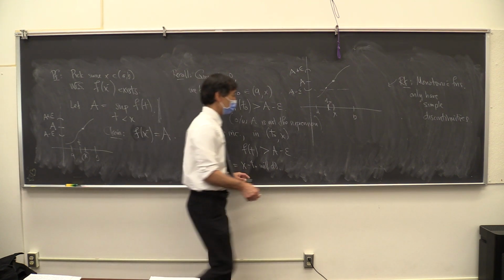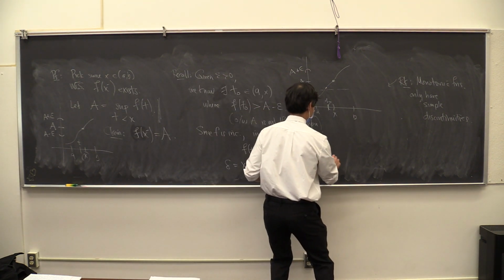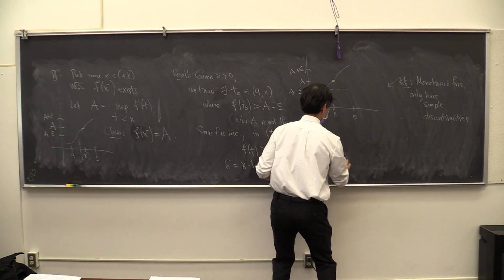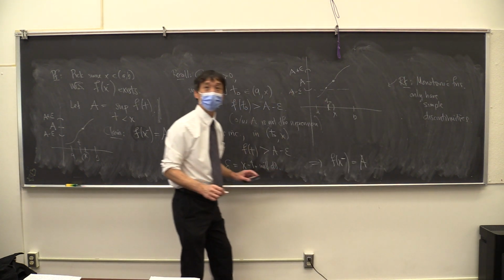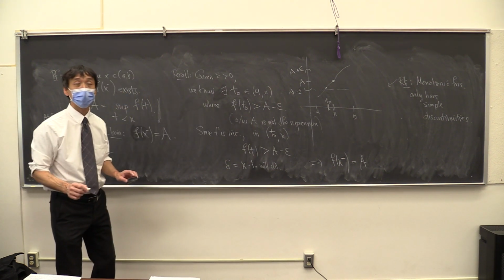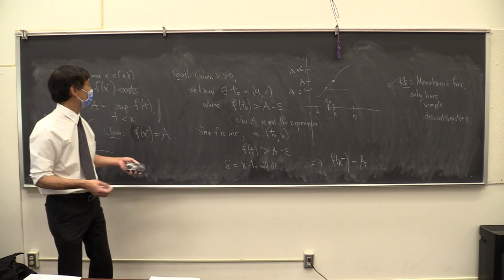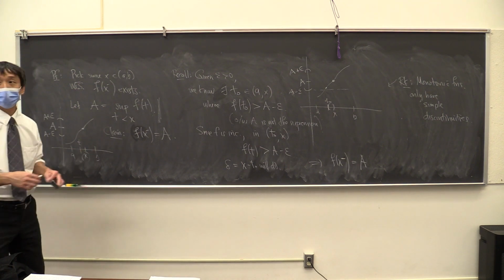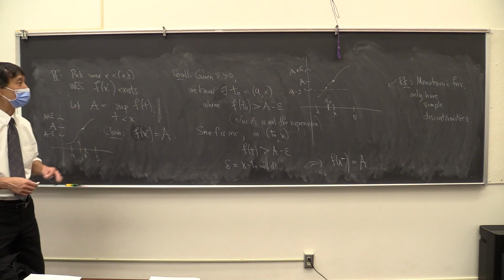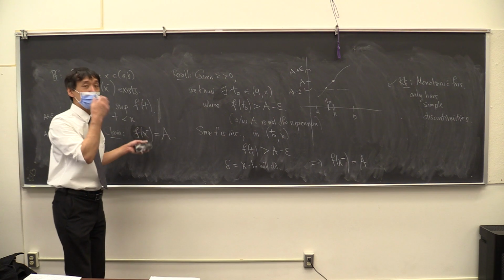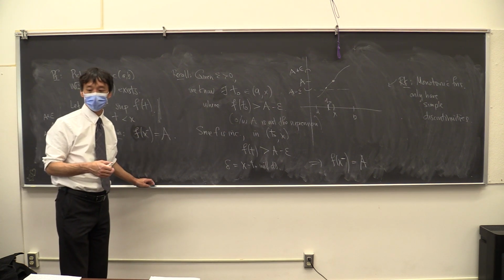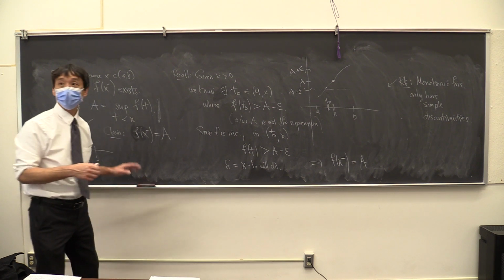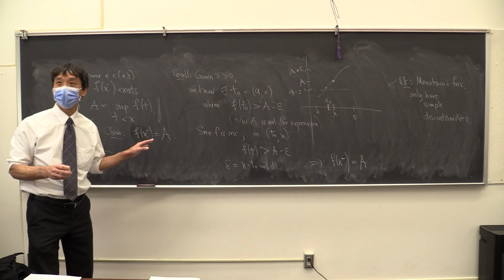So that tells us that this thing is actually A. And we could do the same thing from the other side to show that the right-handed limit works. We would take the infimum of values from x to b. Okay. Any questions about that?